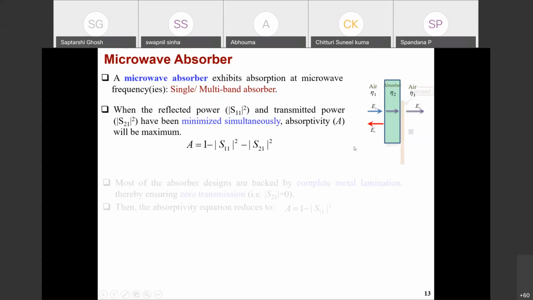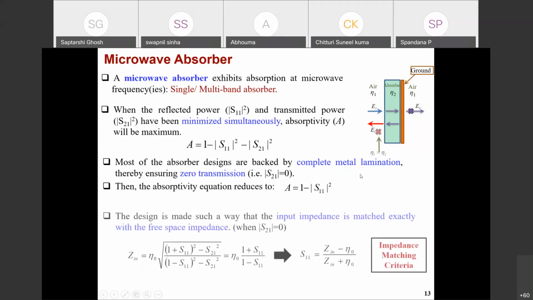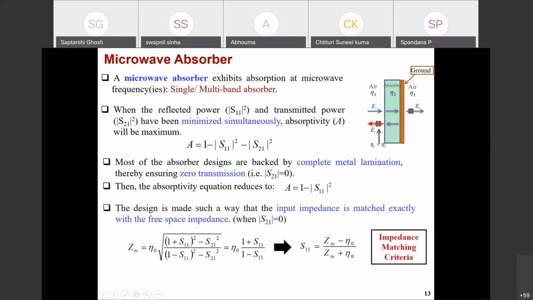Now, how are we going to reduce the transmitted as well as the reflected signal? One option is that we can put a ground plane at the back side, and then there will be complete metal lamination and there will be no transmission. So we are left only with absorption and reflection. Now, how are we going to reduce the reflection? We can go for impedance matching at the top surface. That means we can match the input impedance of the structure with the free space impedance, and the reflection coefficient can be minimum or can be reduced to 0.